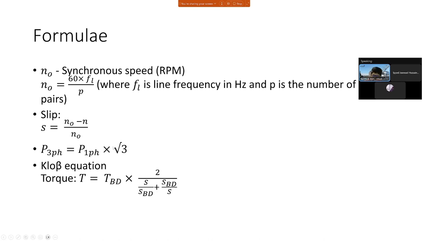Three phase power is one phase power times root 3. Then the Kloss equation, which is quite important, we will use it very frequently. This third equation you will almost never use. Torque is T breakdown times 2 divided by (s over s breakdown plus s breakdown over s), where s is the slip at that specific point compared with the slip at breakdown. So breakdown torque and breakdown slip are very important parameters of the motor.